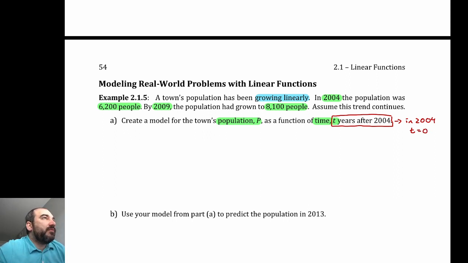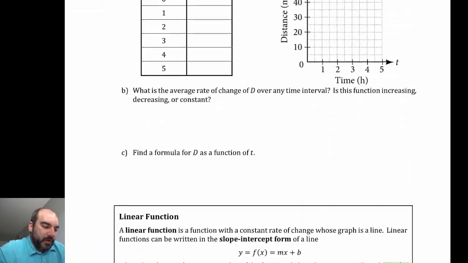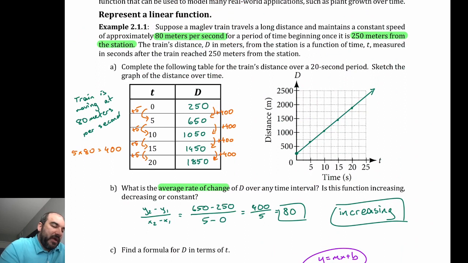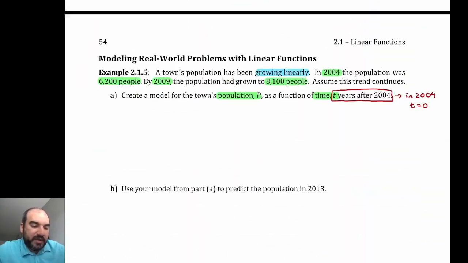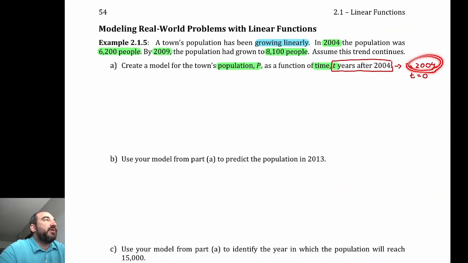Remember in the very first problem we did today, we did the train moving away from the station, and we said the train started at 250 meters when time was 0. This is very similar to that. We're cutting back the time so that we're not dealing with numbers in the thousands with our time. We're just saying let's pretend time started in 2004 with this population, right?